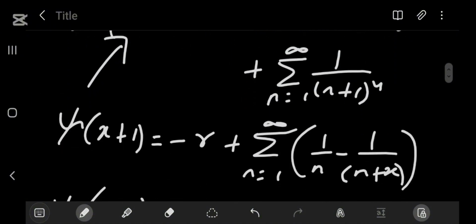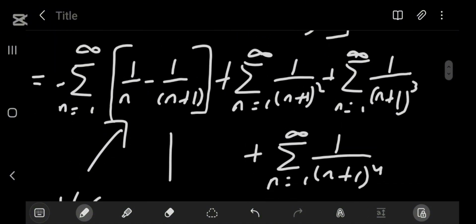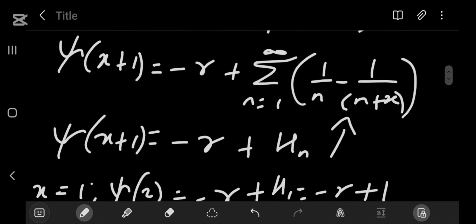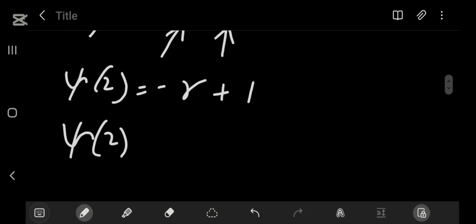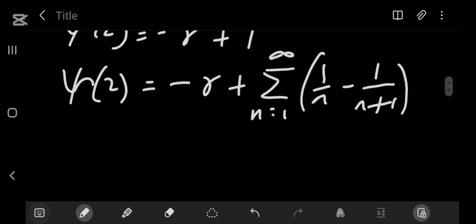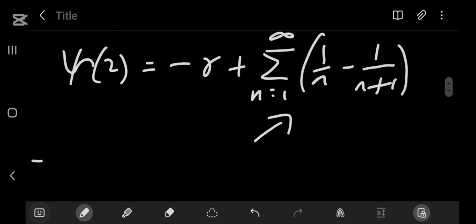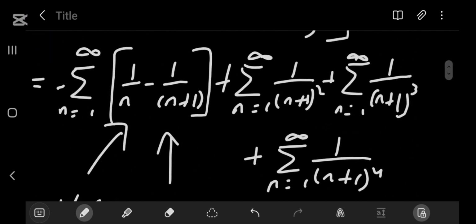So let's plug in those two. You can see that this part here is actually this part. So we have digamma of 2 is equal to minus gamma plus sigma n from 1 to infinity of 1 over n minus 1 over n plus 1. Well, here's this part, so we can actually plug it there. Now we can write that to this above part.